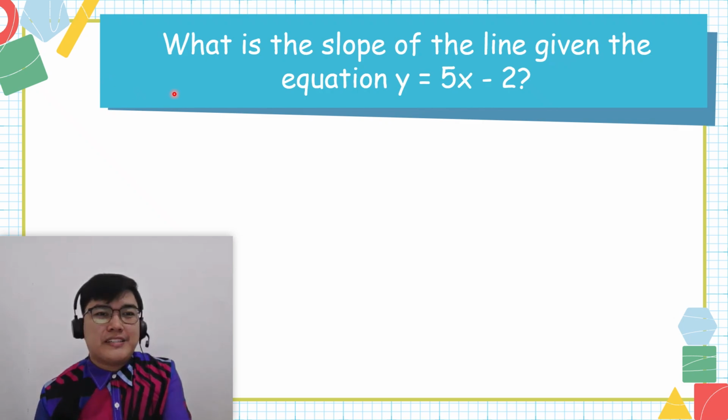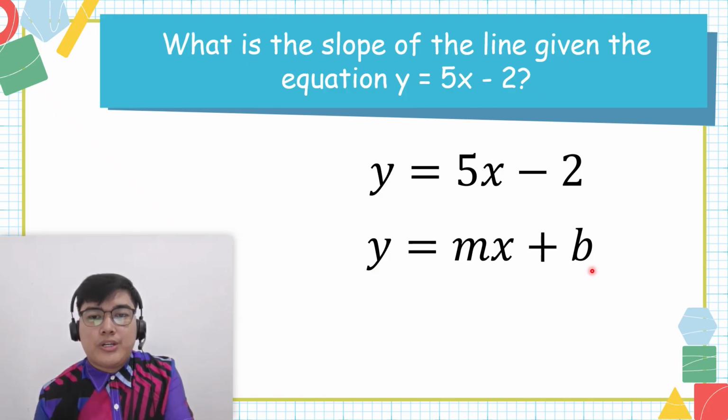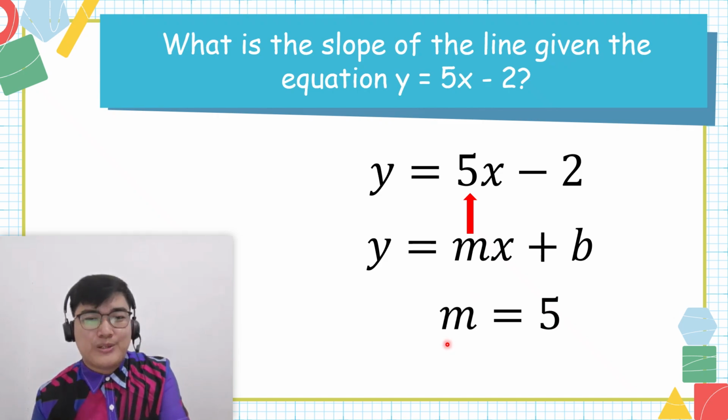Let's take a look at this example. What is the slope of the line given the equation y equals 5x minus 2? All we have to do is write the equation y equals 5x minus 2, and as we can see, our equation is written in the form y equals mx plus b. In slope-intercept form, the value of the slope is the numerical coefficient of the variable x. In our equation, the value of m is 5. Therefore, the slope is equal to 5.